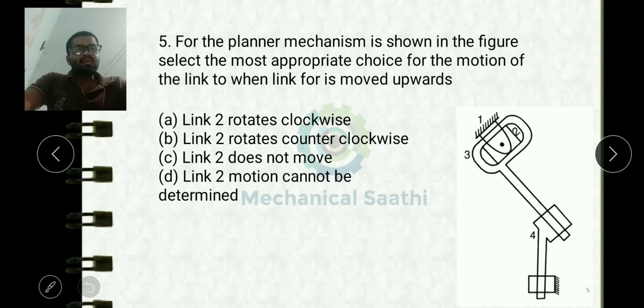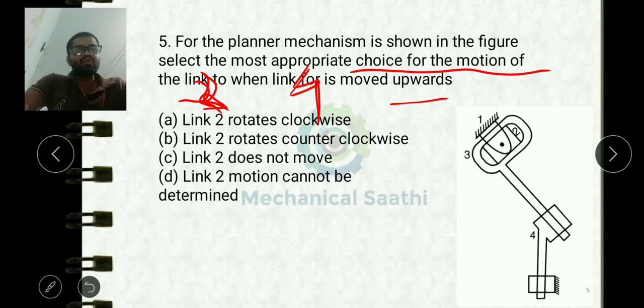Okay, select the most appropriate choice for the motion of link 2 when link 4 is moved. Typing mistake, so link 4 is moved upward. We need to find the appropriate choice of motion for link 2. What will be the motion of link 2 when link 4 is moving upward?